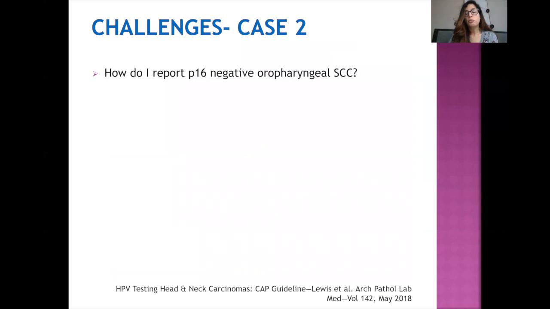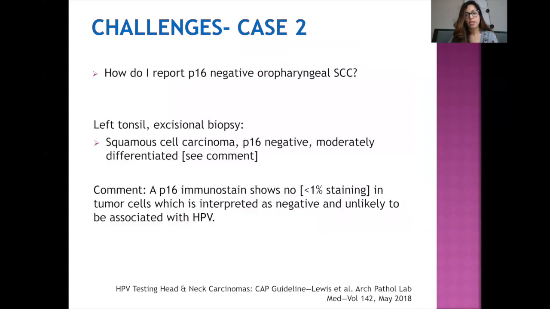What about how do I report P16 negative oropharyngeal squamous cell carcinomas? Typically for P16 positive oropharyngeals, we don't give grading, and grading is not recommended because the tumor is going to behave a certain way regardless of the grade. But in P16 negative or HPV negative, we report it just like we do with regular squamous cell carcinomas. So in this case, you would say squamous cell carcinoma, P16 negative, and then you would give the grade.